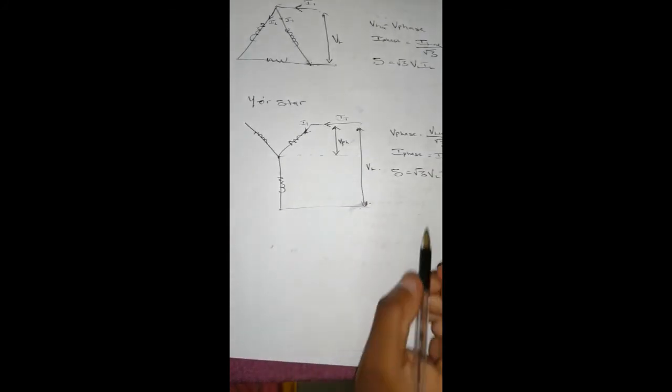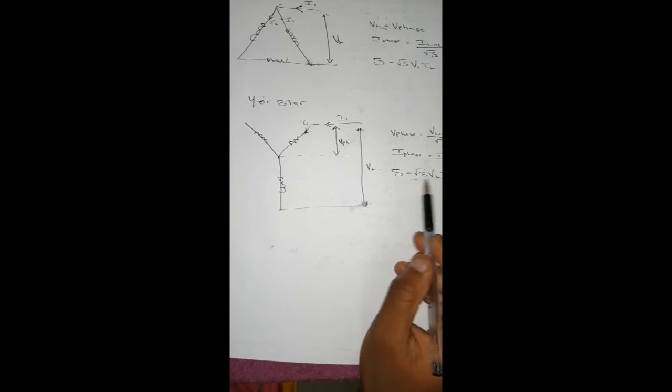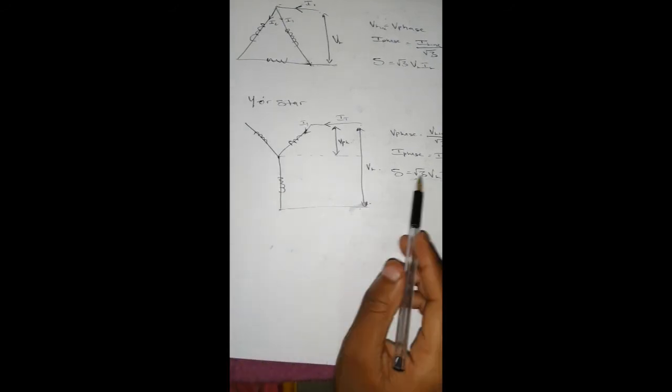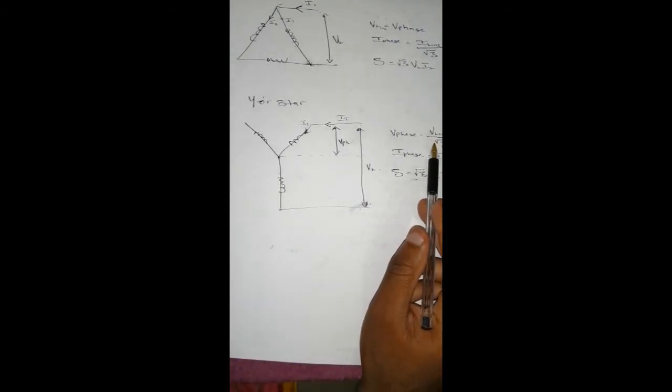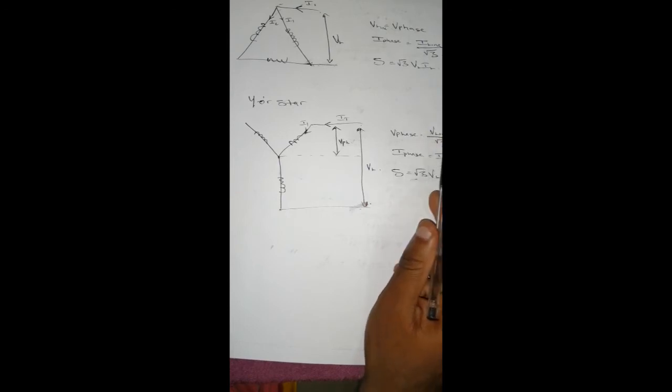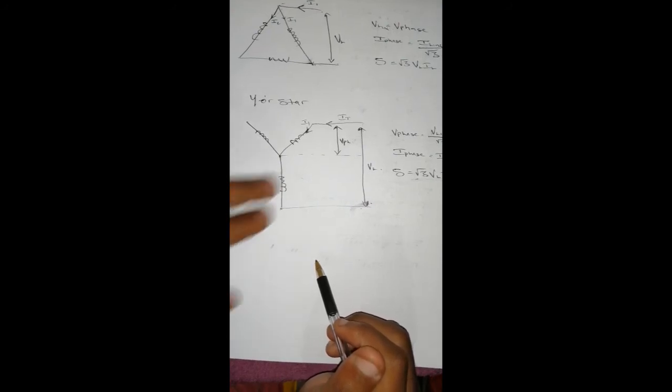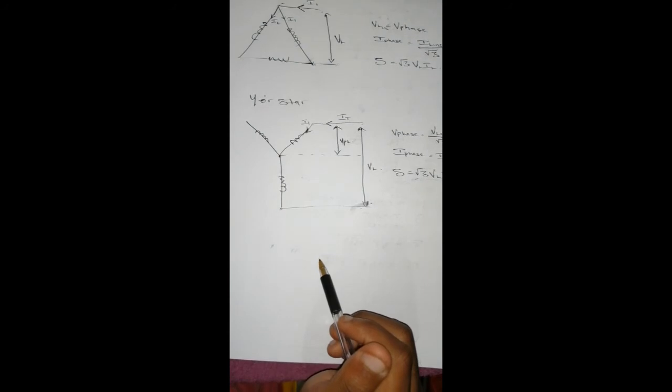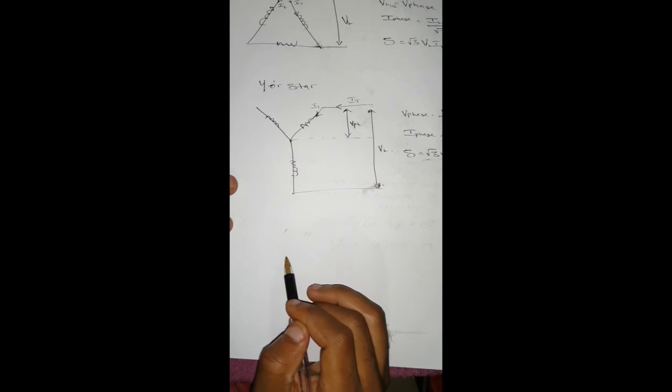So you'd wonder why the power is the same, like the formula for the power is the same on both of these. It's because in one you divide by square root of 3 for the voltage, and in the other you divide by square root of 3 for the phase current. So let's try to write that down and see how it comes about.